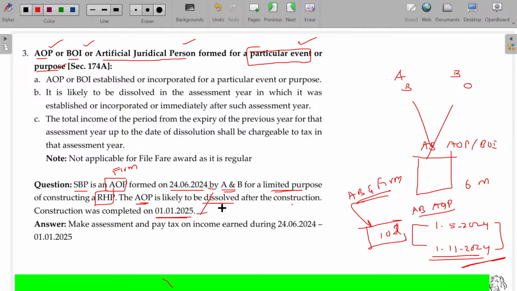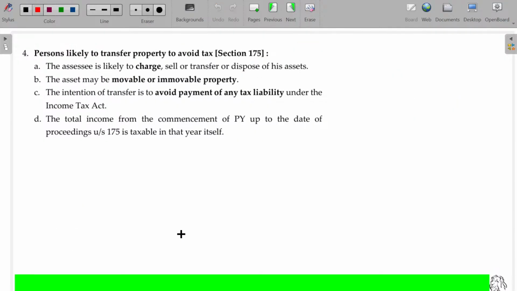And for this period, they have to assess, find out the tax and pay the tax. So previous year is equal to the assessment year. So make the assessment and pay the tax on the income earned on this date, before they close the business. Is that clear? So first one is shipping business of a non-resident. Second one is a resident leaving India. Third one is any entity formed for a temporary purpose. Once the temporary purpose is closed, immediately calculate the income and pay the tax. Clear?